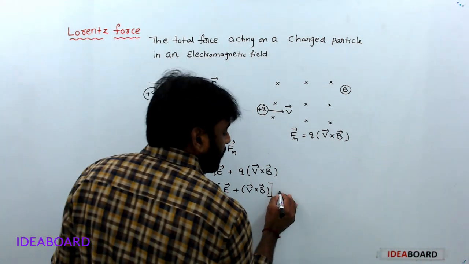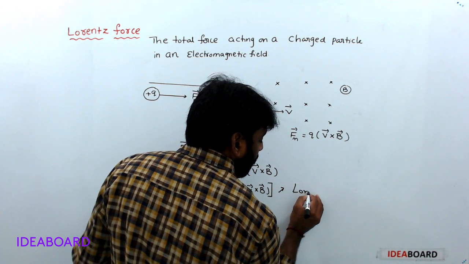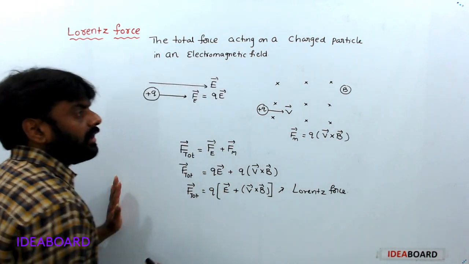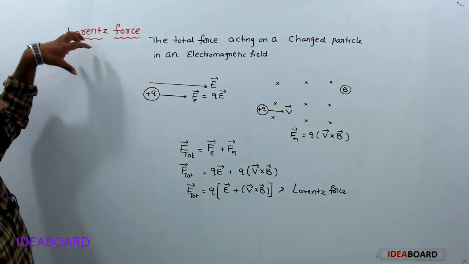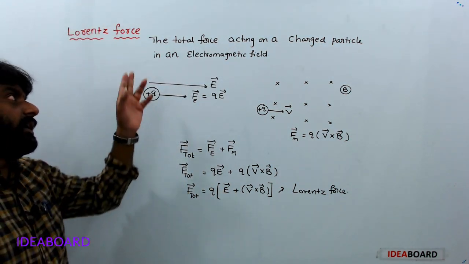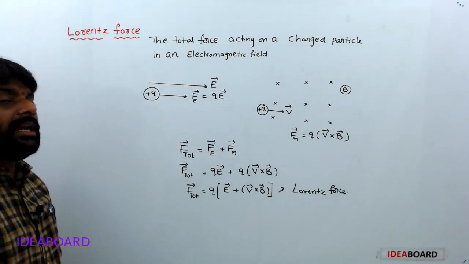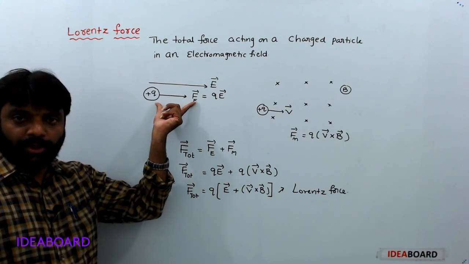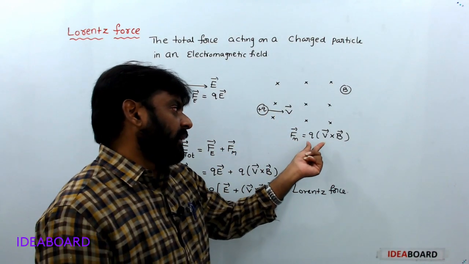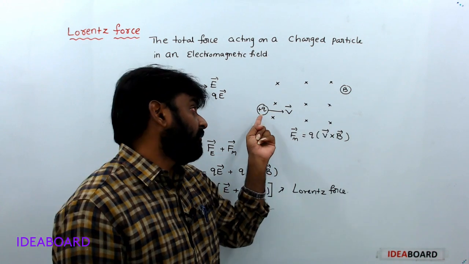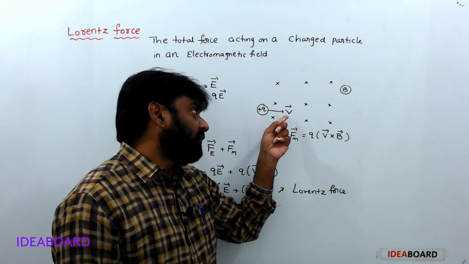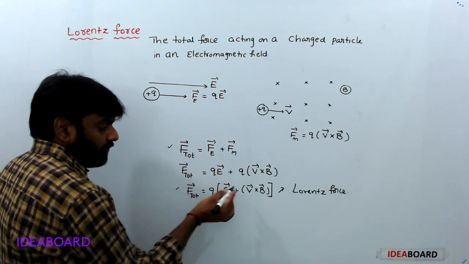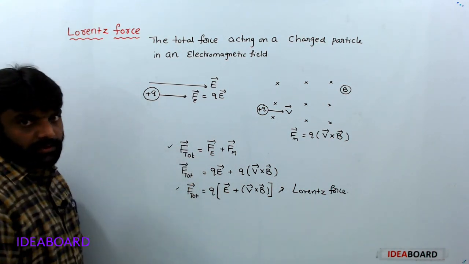Simply, this force is nothing but Lorentz force. Once again, Lorentz force is nothing but the total force acting on a charged particle in an electromagnetic field. You know, in an electric field the force is Q E bar. In a magnetic field it is Q into v bar cross B bar, if the particle enters a magnetic field with velocity v. This total force is nothing but Lorentz force.